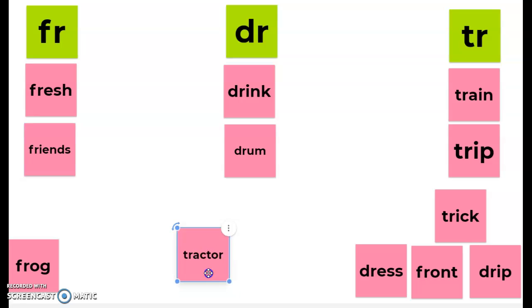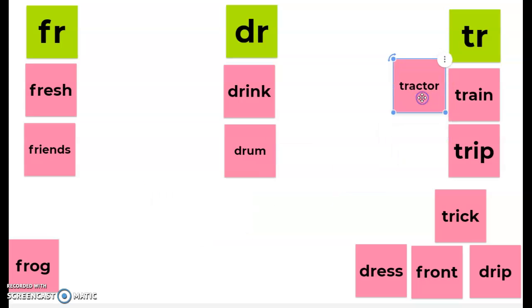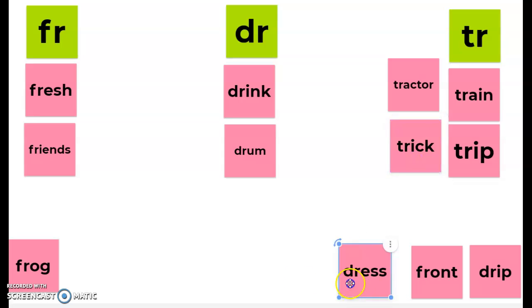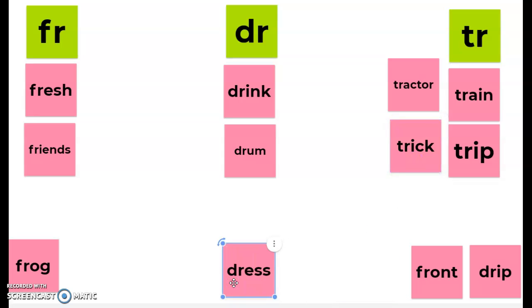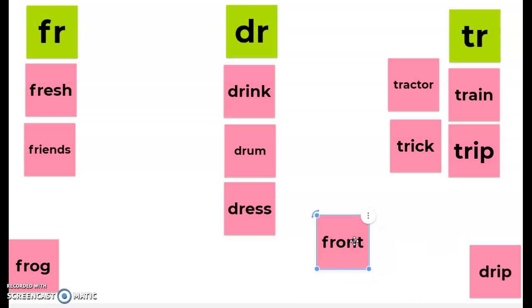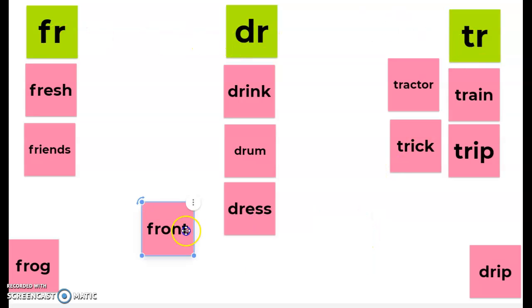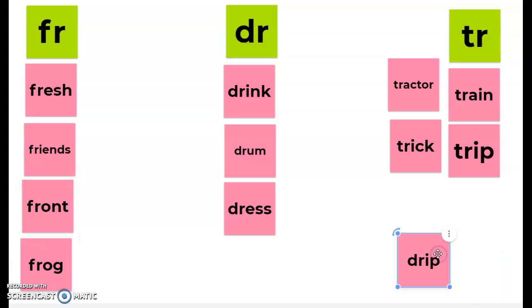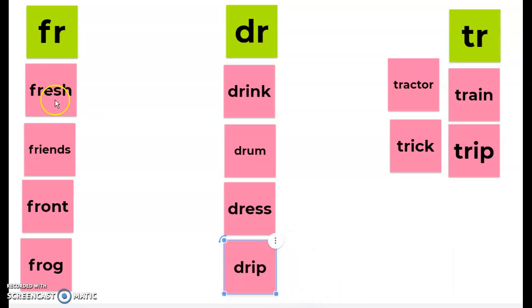What about tractor? Tractor. You're right, we hear tr. What about trick? Yep, we hear tr again. What about dress? Do we hear fr, dr, or tr? We hear dr, dress. What about front? We hear fr, dr, or tr? Fr, front. And frog also goes under FR. And drip. Drip goes under DR.